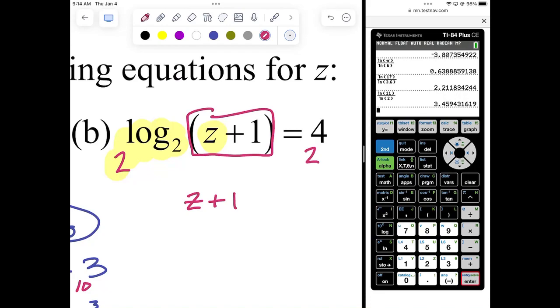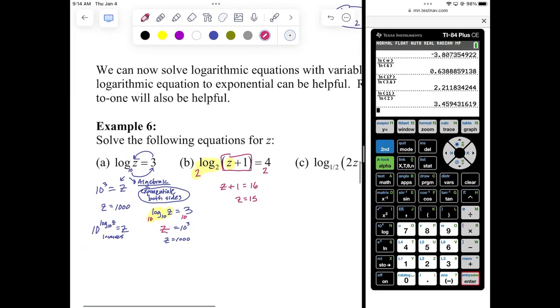In this case, the blob is z plus 1, and I get 2 to the 4th, which is what? What's 2 to the 4th? 16, and now we're back in algebra 1, right? You subtract 1 from both sides, and you get z equals what? 15. There you go. It's fun. It's easy.